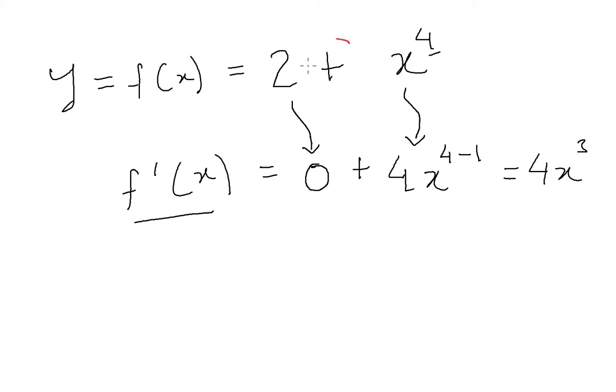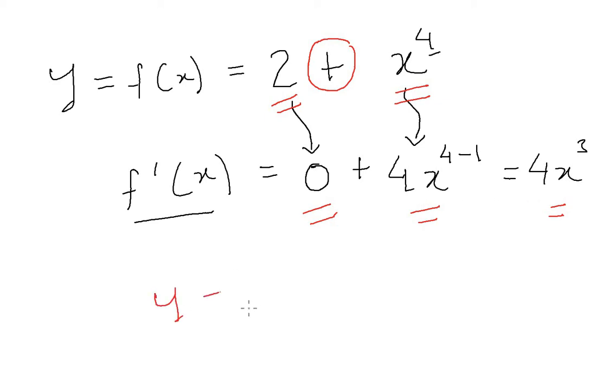So if you have a plus or minus in the middle, you can just differentiate the expression separately. For example, differentiate 2 first using rule 1, you get 0, and differentiate x to the power 4 next using the second rule, and this is what you get. So you can differentiate the expressions separately if there is a plus or minus.